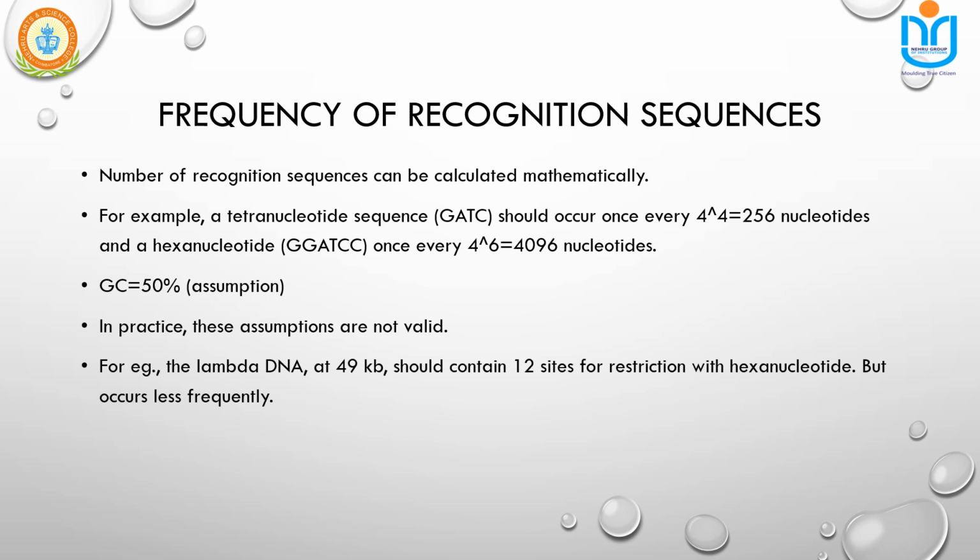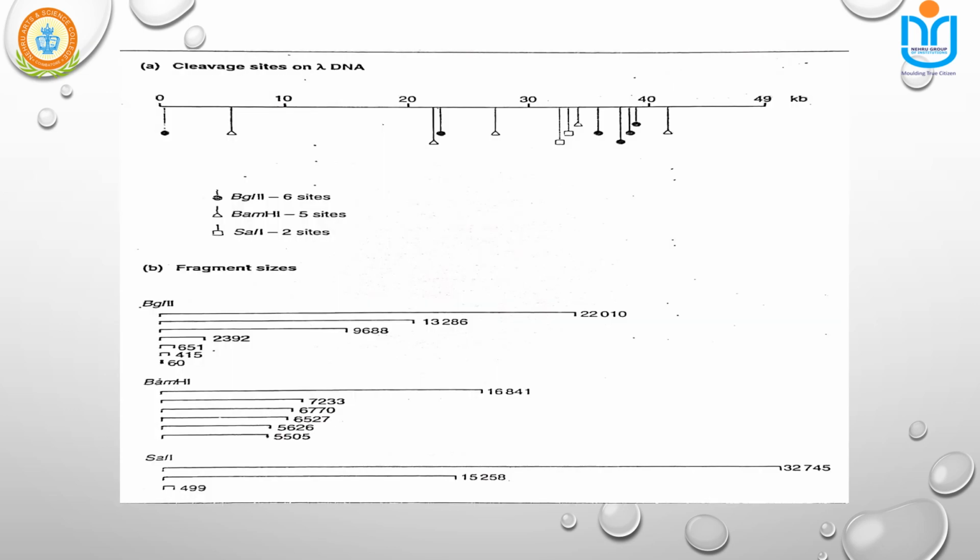For example, the lambda DNA at 49 kb should contain 19 sites for restriction with a hexanucleotide enzyme, but occurs less frequently. The figure shows the cleavage sites on lambda DNA and the fragment sizes. From this figure, we can understand that the restriction sites do not occur at definite intervals.